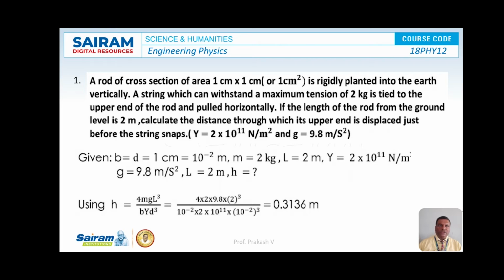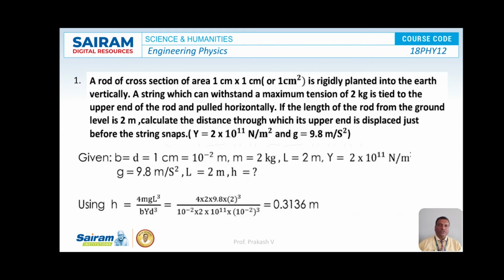A string which can withstand a maximum tension of 2 kg is tied to the upper end of the rod and pulled horizontally. If the length of the rod above the ground level is 2 meter, calculate the distance through which its upper end is displaced just before the string snaps. So here the value of Young's modulus Y is equal to 2 into 10 to the power of 11 Newton per meter square, and the acceleration due to gravity g is equal to 9.8 meter per second square.